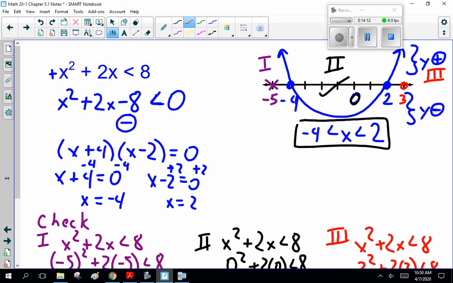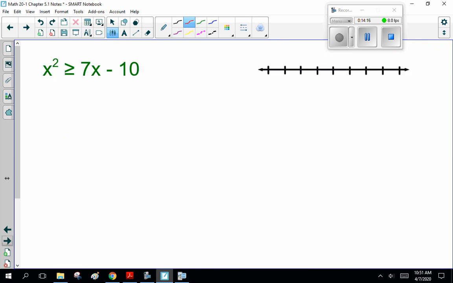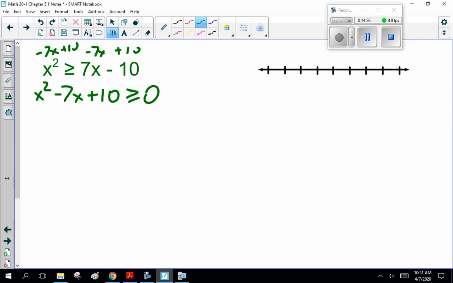Okay? Now, review this, and I'll slowly do the next one with you. X squared is greater than or equal to 7x minus 10. So here we have to turn this into a quadratic. Let's do that first. So I suggest subtracting 7x from both sides and adding 10. So x squared minus 7x plus 10 is greater than or equal to 0. That is, where's this positive?